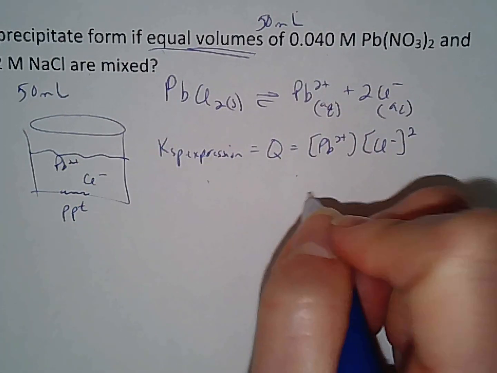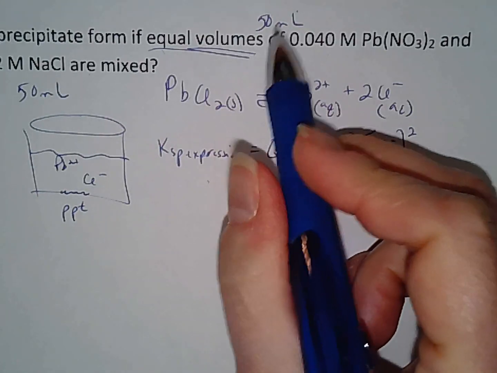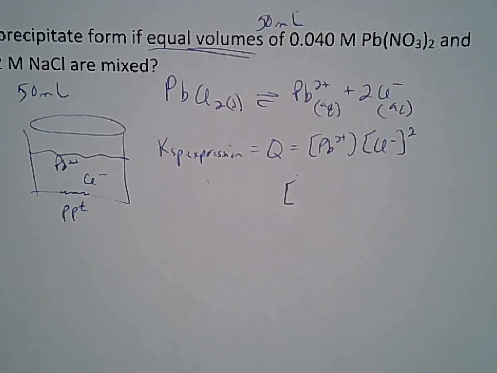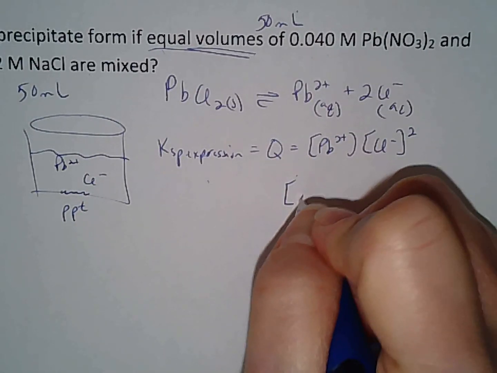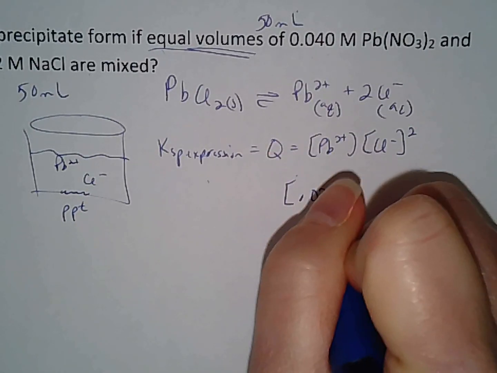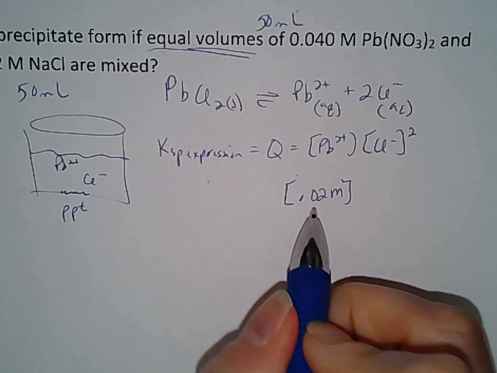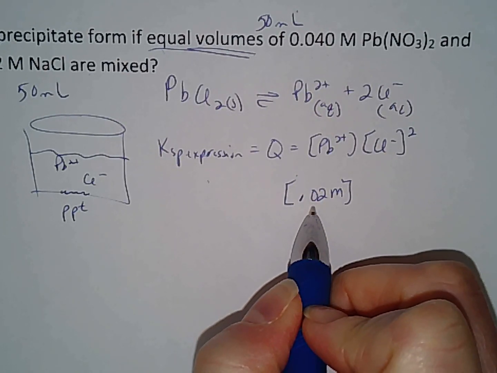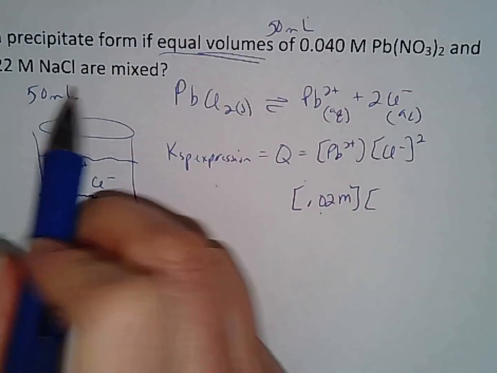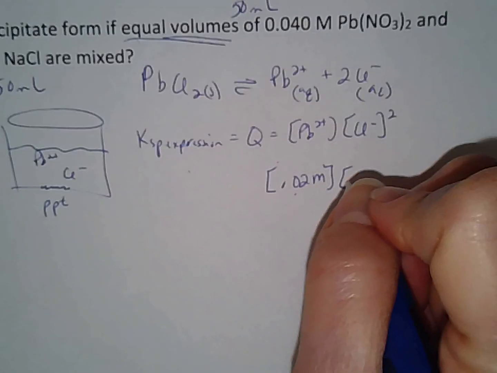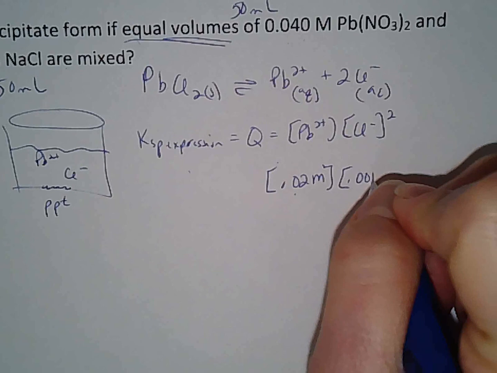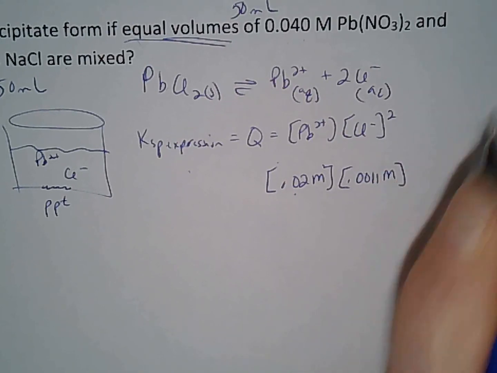Now, if you don't like what I do here, do the math yourself. Take the milliliters and multiply, get the moles, and then divide by 100 milliliters. You will find that the concentration is down by a half. So that is why my concentration of lead here is 0.02 molar. Same thing goes for the sodium chloride. Okay, so 0.002, I have it in equal volume, so the concentration is going to be half of that.